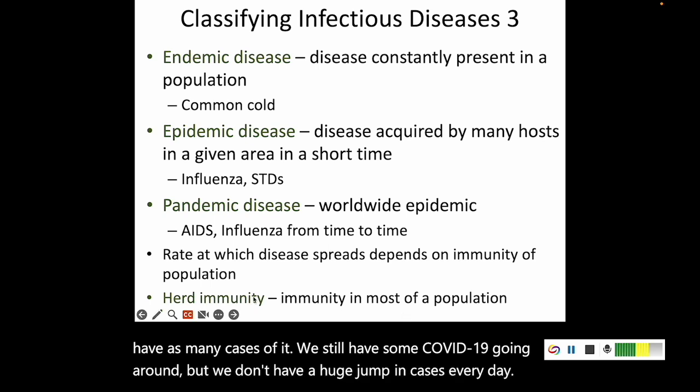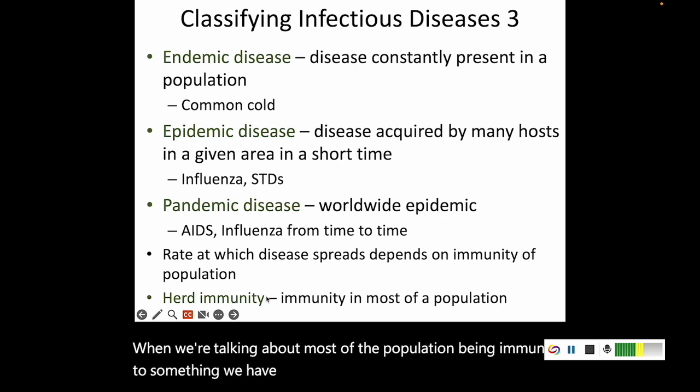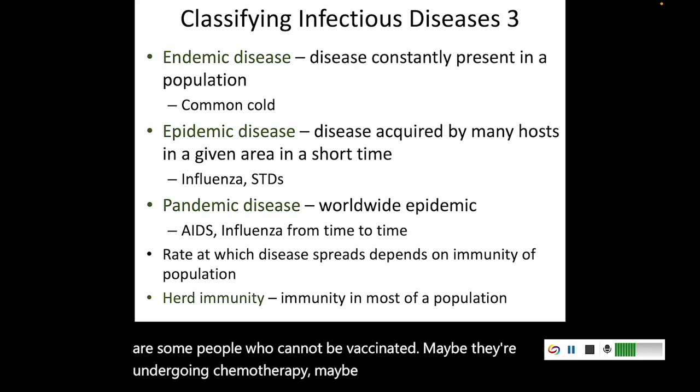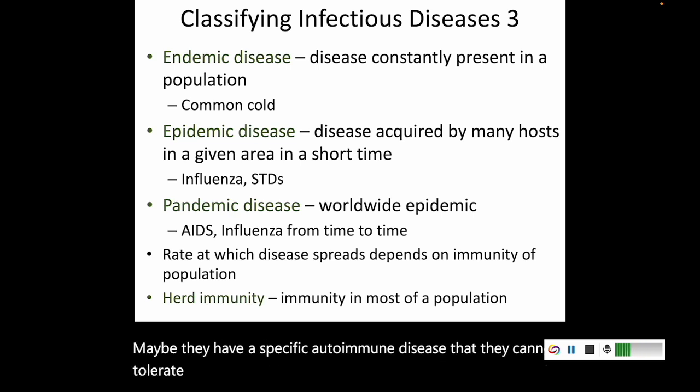When we're talking about most of the population being immune to something, we have something called herd immunity. So there are some people who cannot be vaccinated. Maybe they're undergoing chemotherapy, maybe they are too young or too old, maybe they have a specific autoimmune disease that they cannot tolerate vaccines. So they're going to be reliant on the people around them staying healthy.